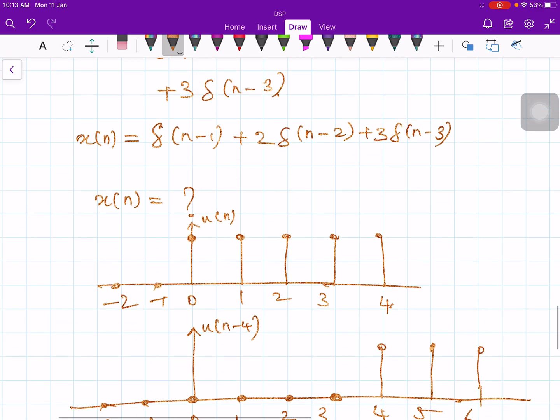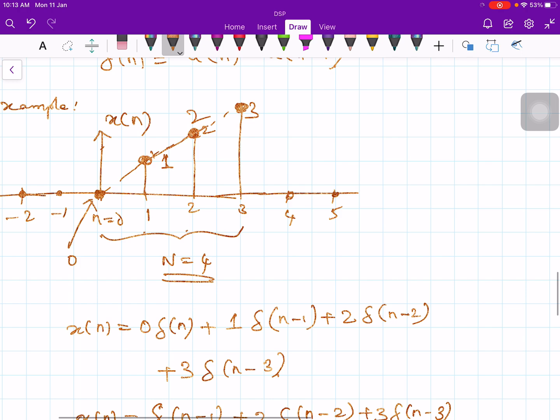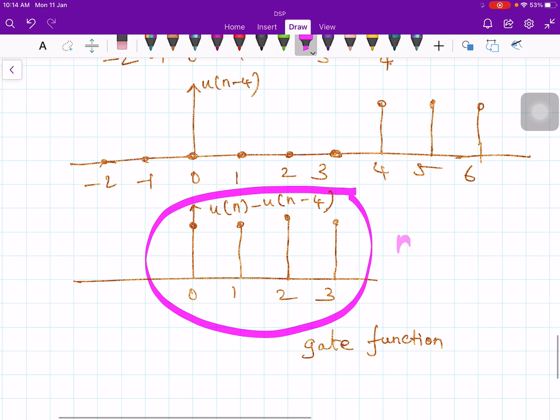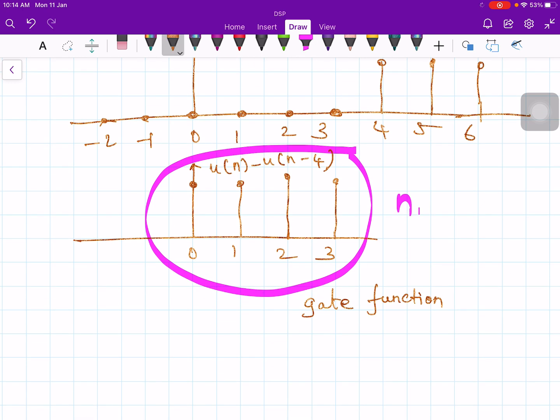Now if you look at the original given signal, the amplitude is increasing proportionally. Here n equals 0, n equals 1, n equals 2, n equals 3. So the gate function is multiplied by n. What you do is you multiply by n times u of n minus u of n minus 4. That's it. Because the amplitude is proportional to n, you simply multiply by n. So any arbitrary signal can be expressed in terms of u of n and del of n.